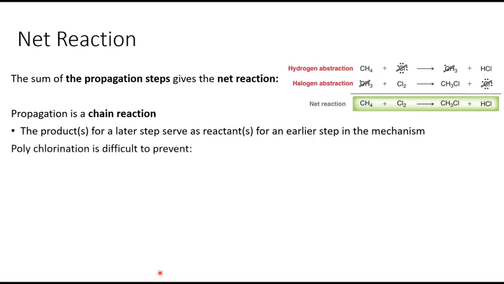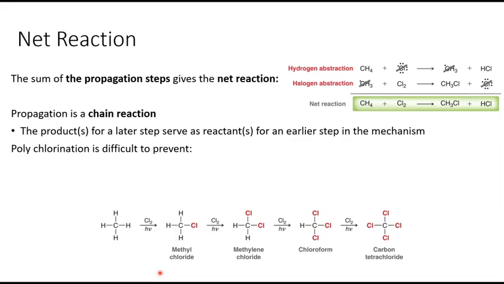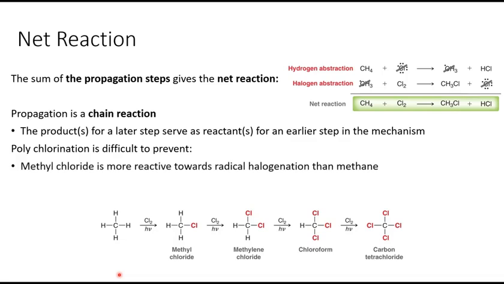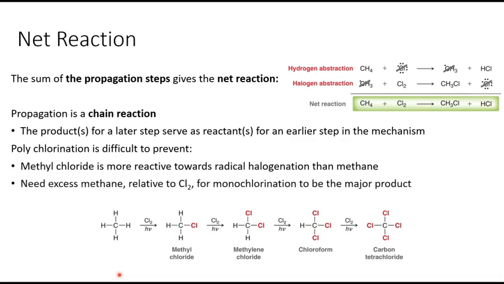Polychlorination is very difficult to prevent. In other words, we may get monochlorination, but the di, tri, and tetrachlorination is also possible. Methyl chloride is more reactive towards radical halogenation than methane. We need an excess of methane then relative to the chlorine so that the monohalogenation product is the major product.